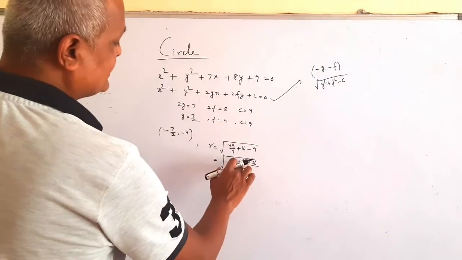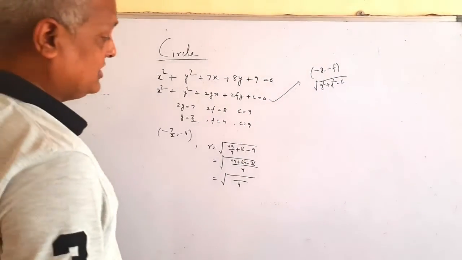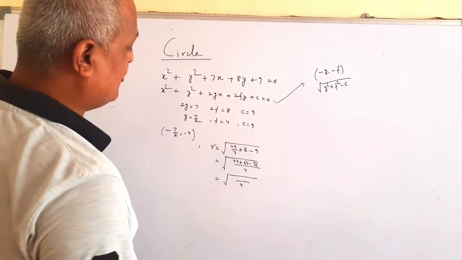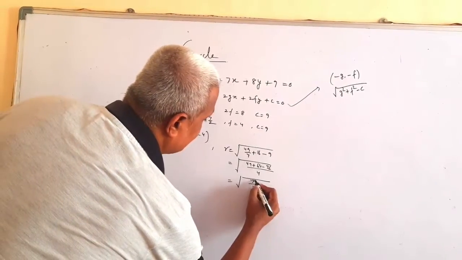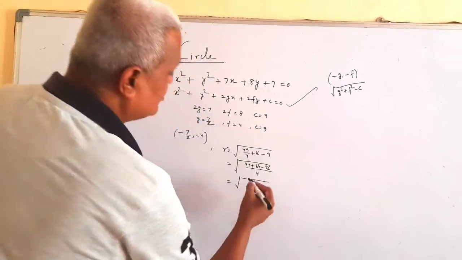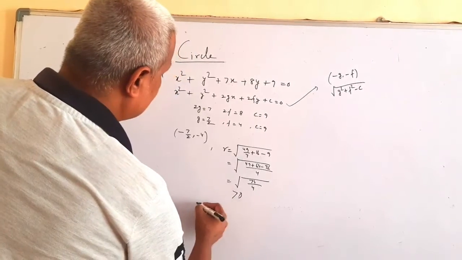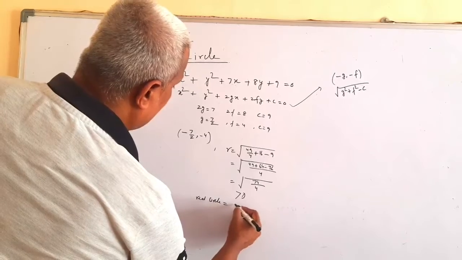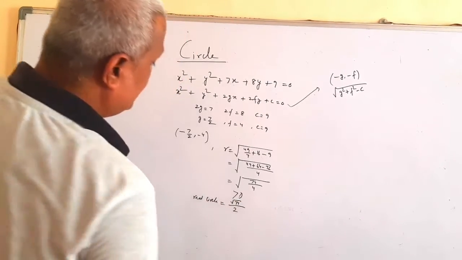So if I take it as 66 and this is 36, 66 minus 36 is 30, and then 2 less, that's 28. 28 plus 40 is 74. So it means you are getting root of 74 by 4, which is greater than 0. So this is a real circle of radius root 74 by 2.